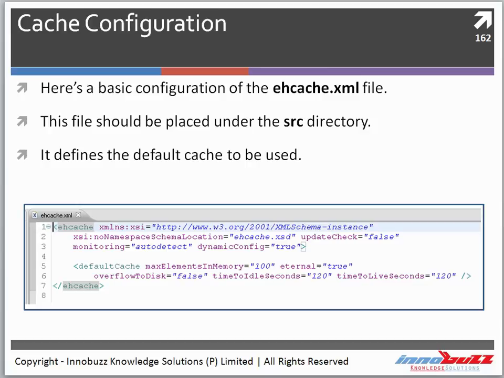Cache configuration: for the cache example in this tutorial, we will be using the EHCache implementation. For this matter, we have to include a new file inside the source folder. This is the ehcache.xml file, in which only a default cache is being used. This is just a basic configuration of the file.